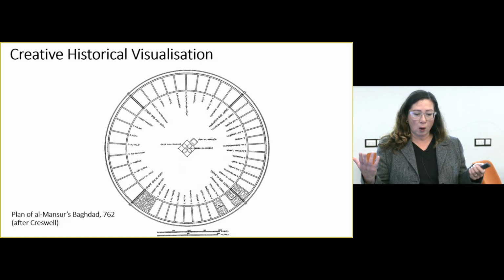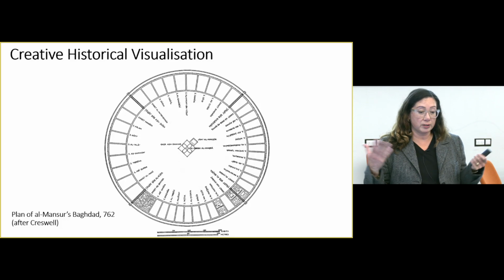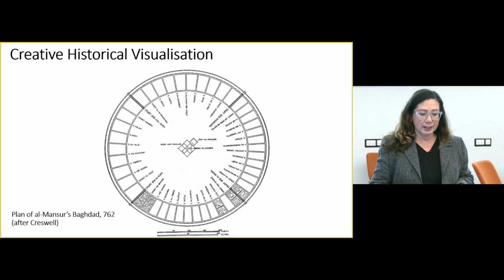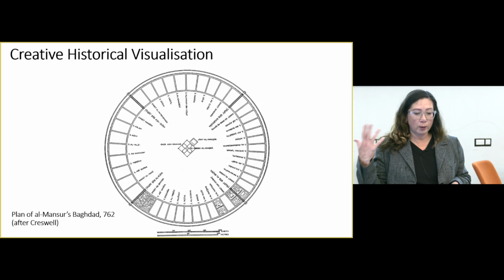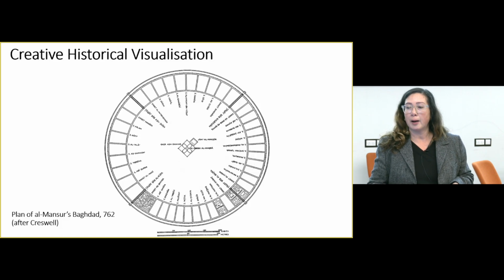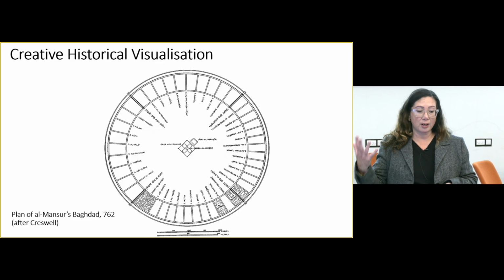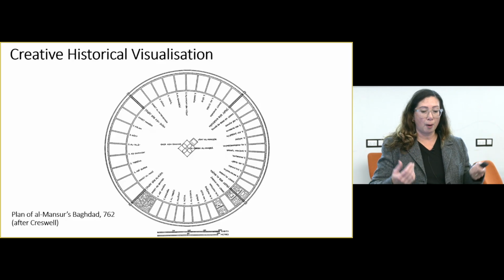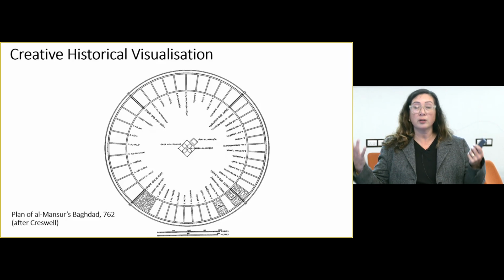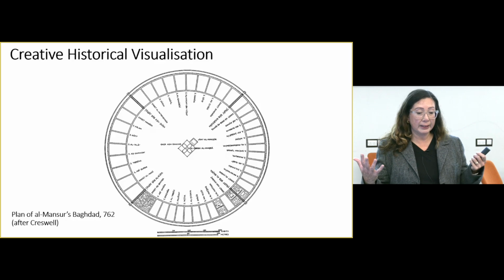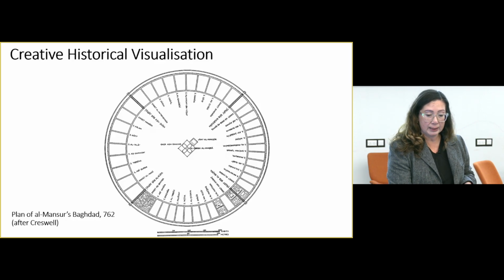This is an image that my colleagues probably often use as well to teach about Abbasid Baghdad, the round city, what it was like in the 9th century. But obviously, as you can see, this is very, very limited in what it can convey about the urban environment or tangible cultural heritage, monuments, and so forth, and certainly daily life in a medieval Islamic city.